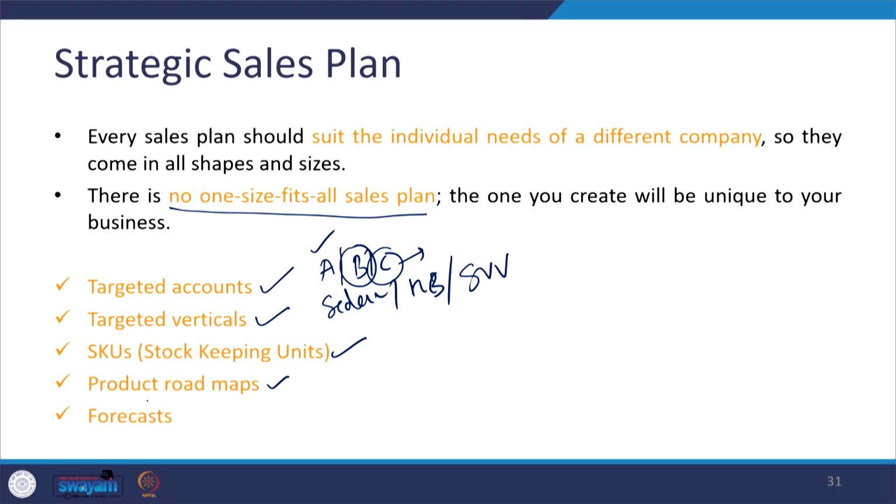No company would like to offer a particular product that goes out of the market once it's launched. So as a company, as leadership, they have to decide the product roadmaps: after every product life cycle, what innovations will they bring in to stretch the product life cycle beyond what is there. And then ultimately the most important part is the forecast. Every strategic sales plan must have a forecast, and there are different tools and techniques to do the forecasting.